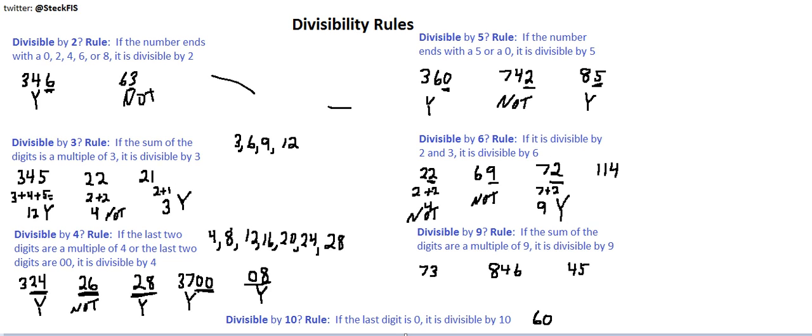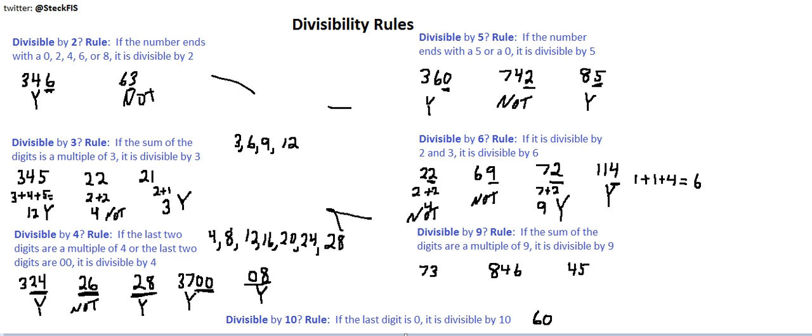Now I'm going to look at 114. First thing we're going to do is see if the 2 rule works. It ends with a 4. Is 4 on the list? Yep, so it passes that test. Now we're going to see if it's divisible by 3. So we're going to add together 1 plus 1 plus 4, which equals 6. Is 6 a multiple of 3? Yep. So yes, 114 will also work.